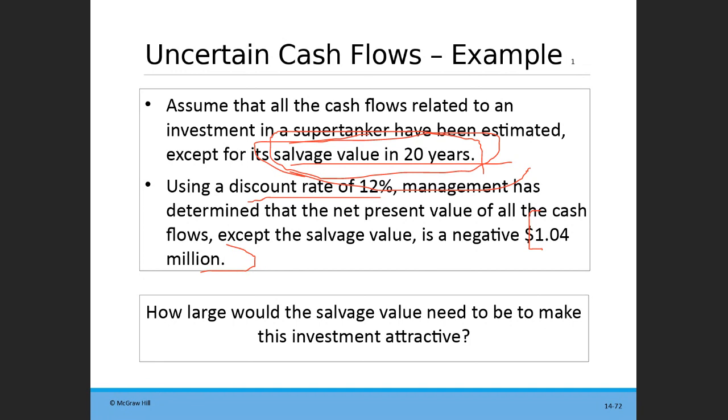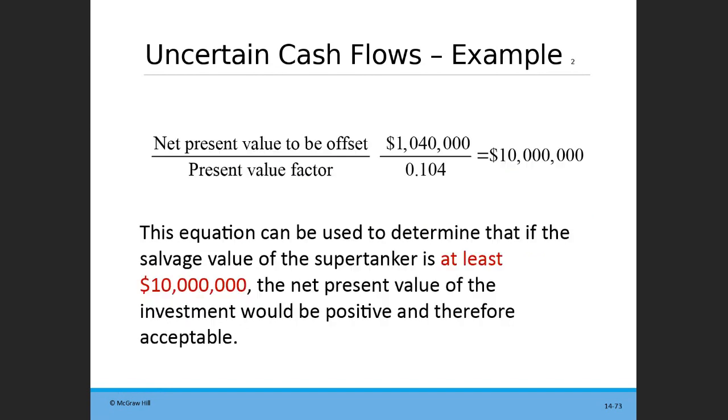What does it need to be? What would that salvage value need to be for me to do this deal? All right, so I know that without the salvage, it's a negative NPV. I don't want to do it. But what if I'm going to get enough salvage to cover that? It would be worth it.